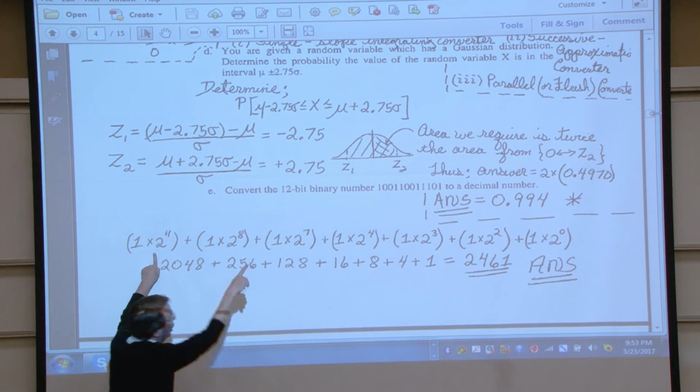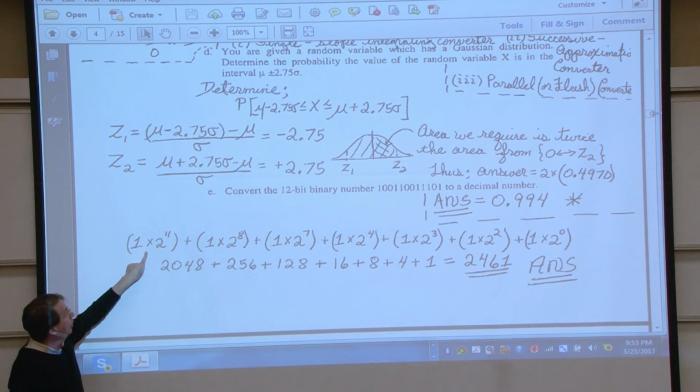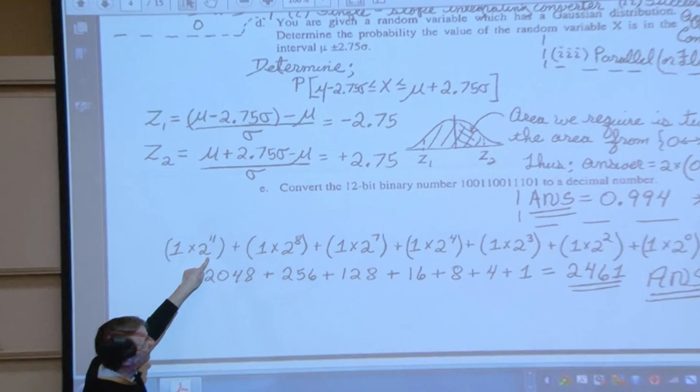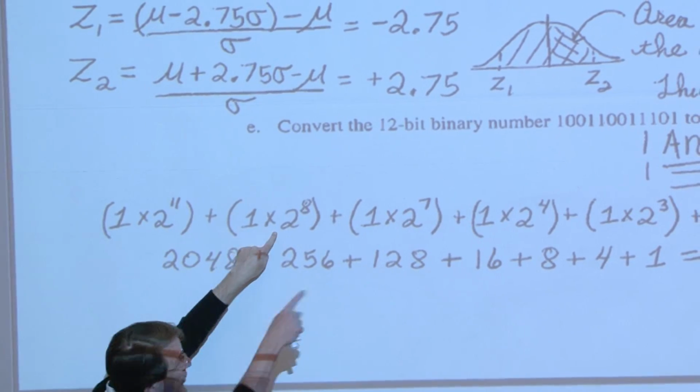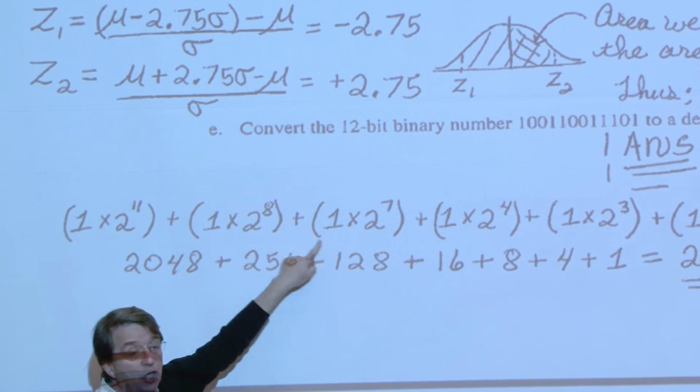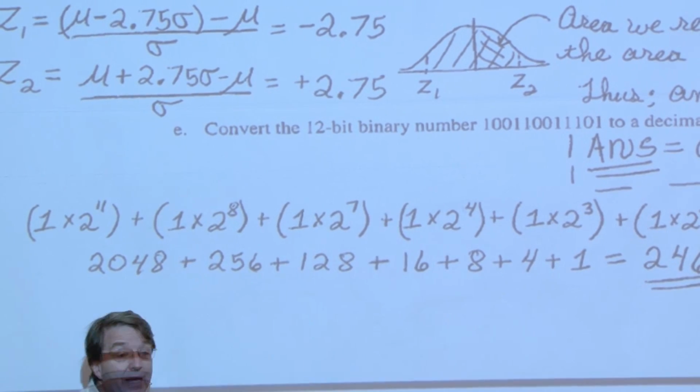So my colleagues, look at the number and look what I wrote here. 1 times 2 to the 11th, plus 0 times 2 to the 10th, plus 0 times 2 to the 9th, plus 1 times 2 to the 8th, and so on. Add it up, you get a number, you're home free.